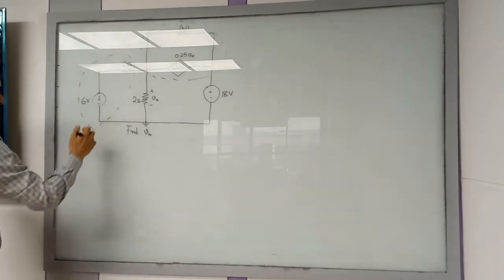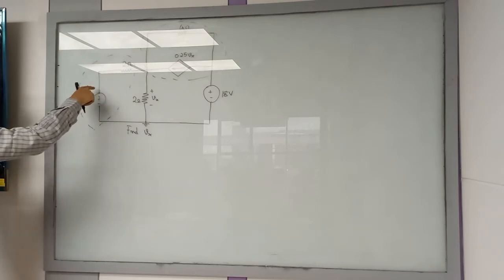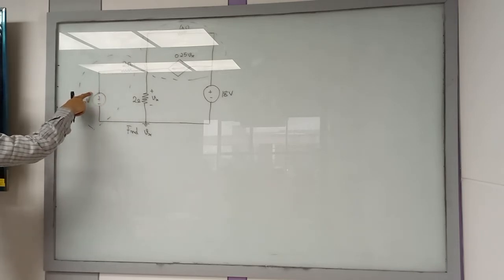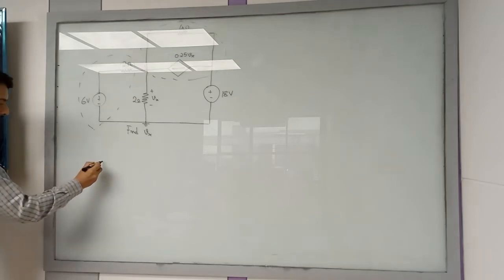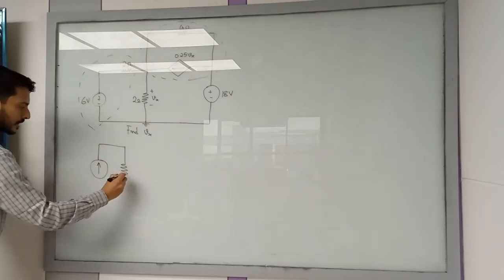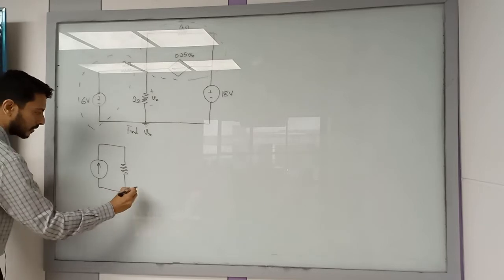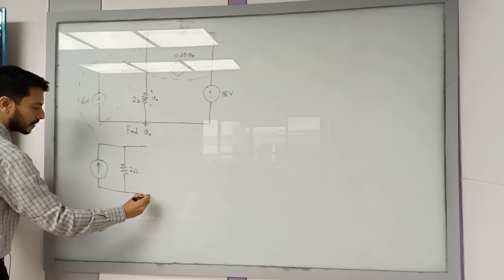So if I convert this, this is 6 volt and this is 2 ampere. What will be the value of the current source? Can anybody tell? Using Ohm's law, 6 by 2, which is 3. 3 ampere. So I have a 3 ampere current source whose direction is in this, and I have a resistor in parallel with it, which is 2 ohm. Okay, this is the circuit.